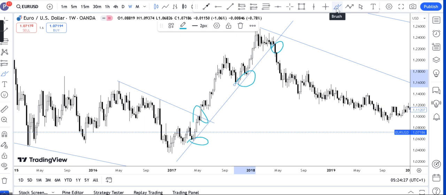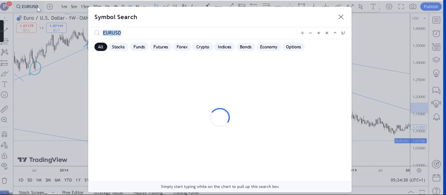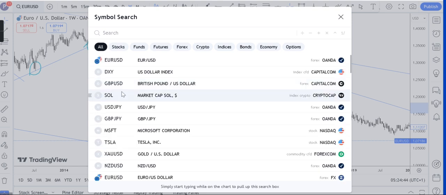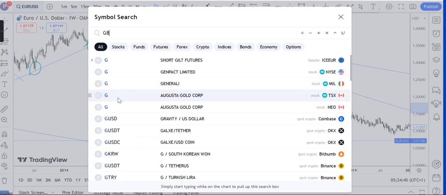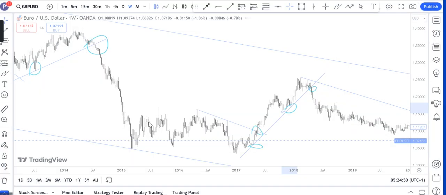Now, a trend line break is basically different from just understanding how to connect your trend line. Now, I want to go a little bit deeper. Let's pick a different market pair. Let's say we'll select the GBP USD. So select the GBP USD pair.